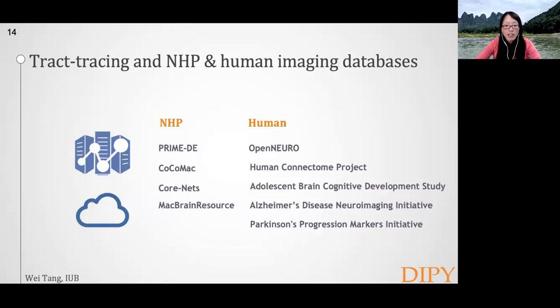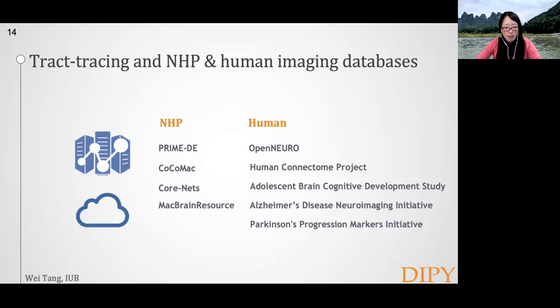We are now in an exciting era where massive amounts of multimodal data are becoming publicly available. Many of the human imaging databases are already well known and well used. For example, OpenNeuro and the Human Connectome Project. I especially want to point out some of the fast developing non-human primate data resources. The PRIME-DE hosts monkey imaging data, including structural, functional, and diffusion for both task and resting states. It is now growing very fast.